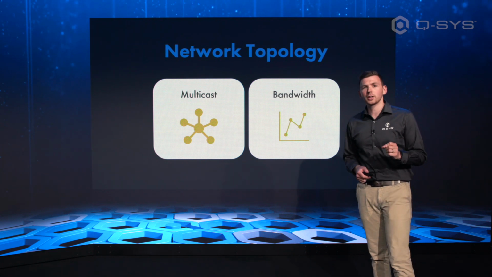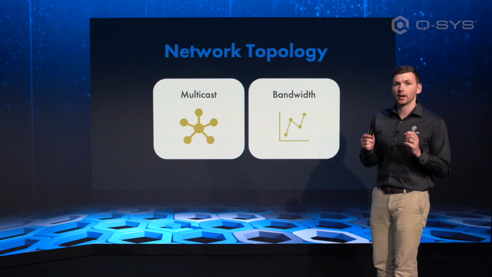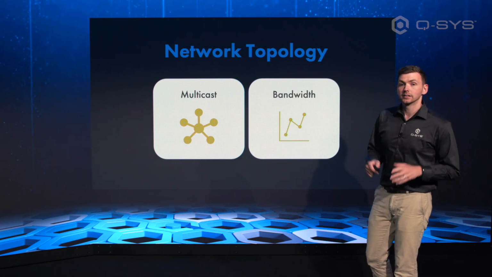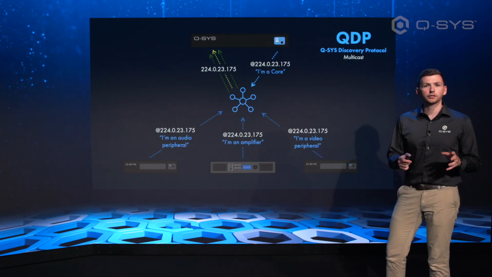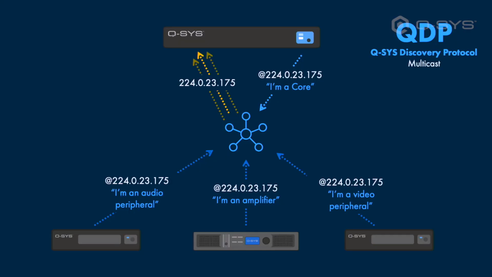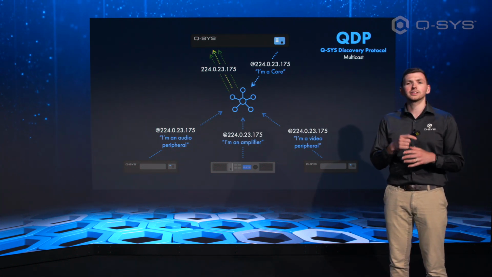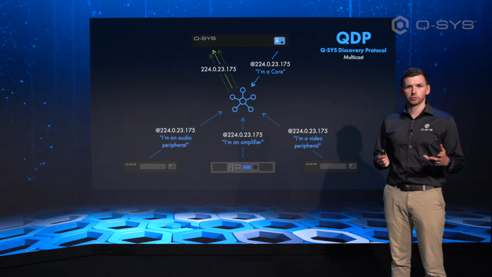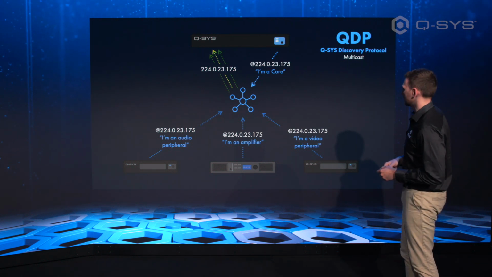Now, we're going to start off talking about multicast and some of the protocols that are going to require that we have multicast working properly, starting with something called QDP. This stands for Q-SYS Discovery Protocol, and it's one of the few proprietary protocols that we have inside of QLAN. QDP is used for Q-SYS cores to be able to discover all of the other Q-SYS peripherals on the network. And essentially, it works a little bit like this.